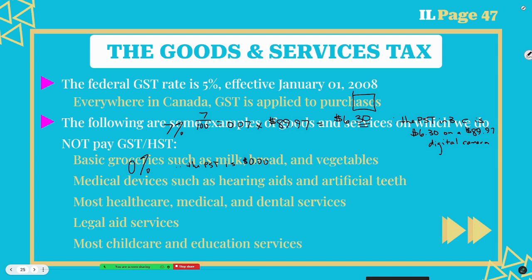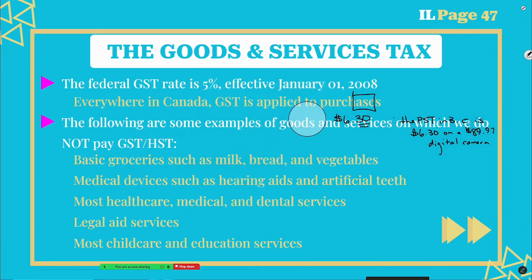We left off yesterday on goods and services, and I kind of rushed through it thinking I'd be able to squeeze everything in before the end of class, and that was silly. So today we're going to start as if it's fresh. We're going to talk about goods and services tax, which can be found on page 47. We spoke yesterday about the federal GST rate of 5%, which came into effect on January 1st, 2008, and was applied to purchases all over Canada.